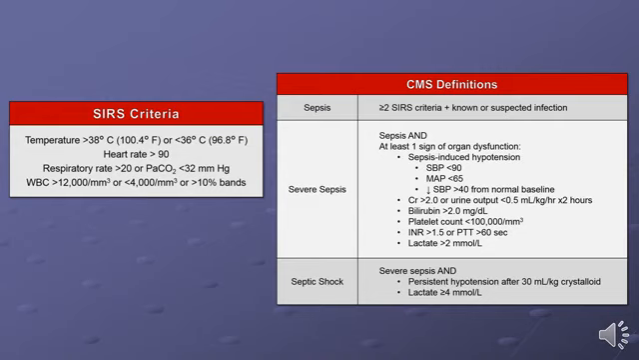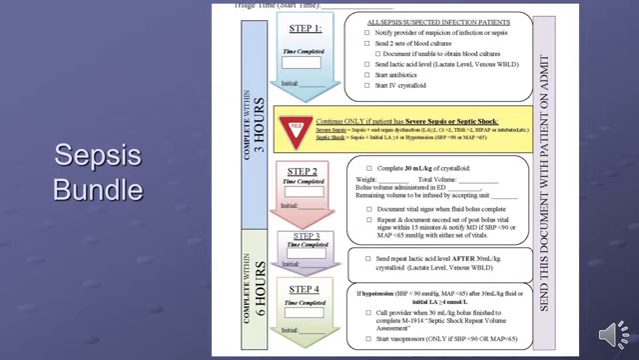The SIRS criteria is here on the right, and you need to memorize that. And then the definitions of the different types of sepsis, severe sepsis, and septic shock are here for you to learn. This is a sepsis bundle. It shows you all of the things that you need to do in order.